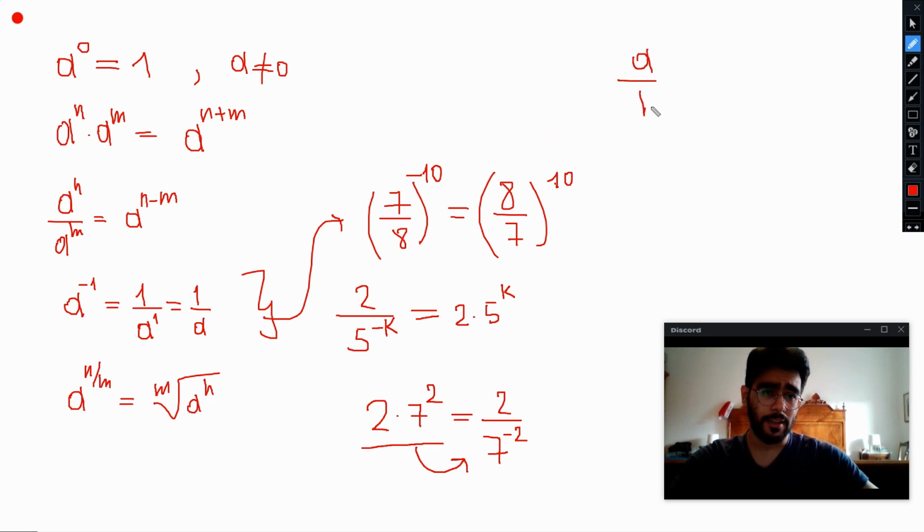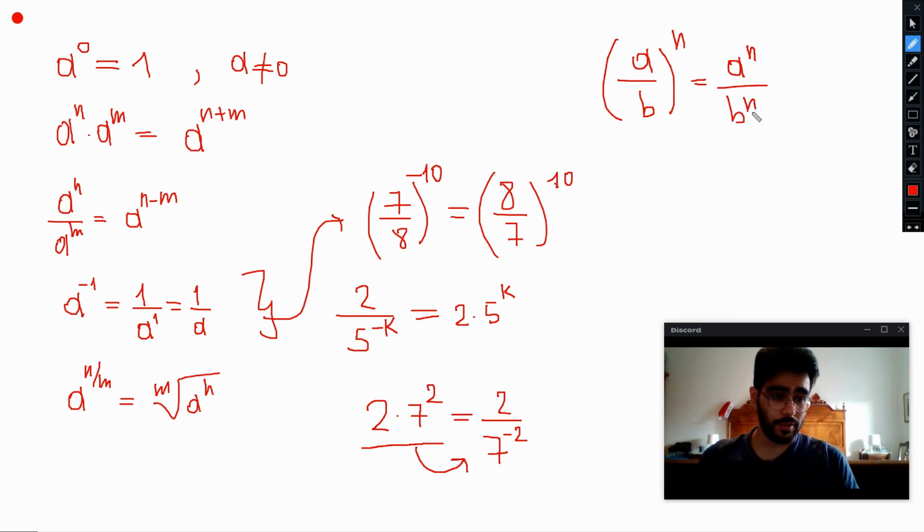When you have a divided by b to the power of n, or some other letter, you can write this as a to the power of n divided by b to the power of n. These things, exponents, are quite an important part of the whole IB mathematics, in my opinion, because you have to know these things in order to be able to do the calculations during the solutions of other problems.